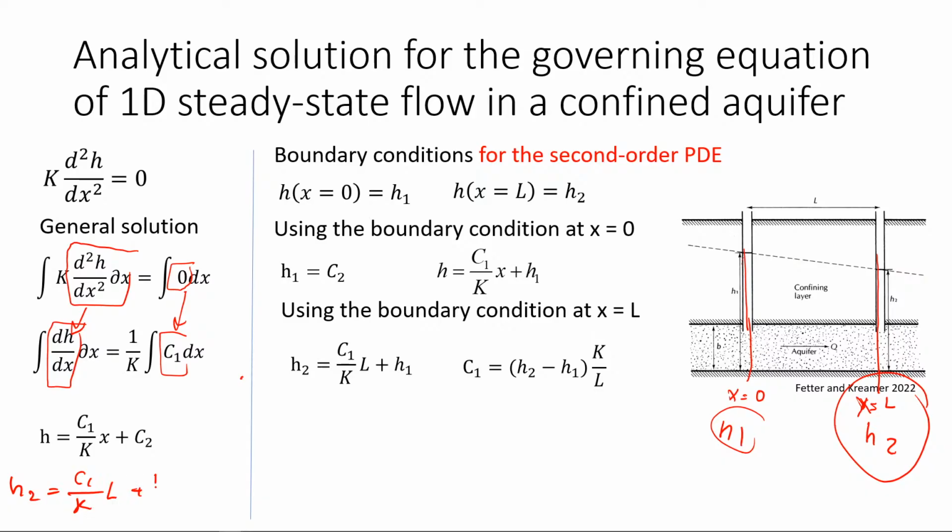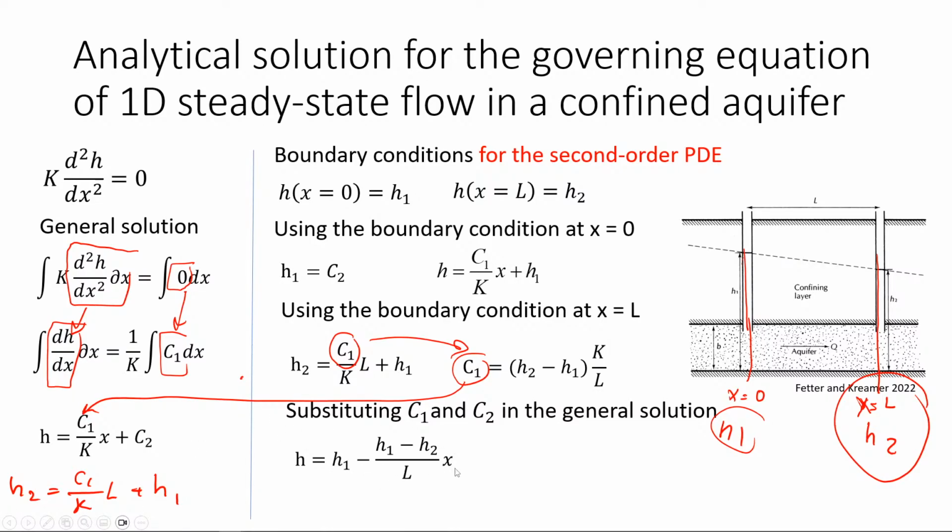We got C2 already, H1. So we got something that looks like this here. And then I can solve for C. So I have C equal to something like this. And then C1, I can just back substitute this guy here. If I back substitute this here, then I got something like this. And so it turned out that this is something very trivial.